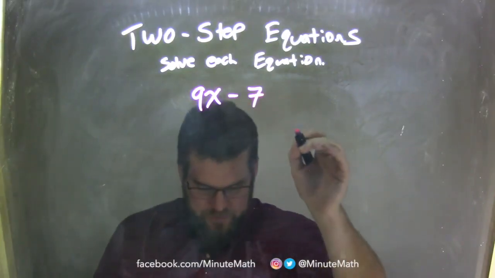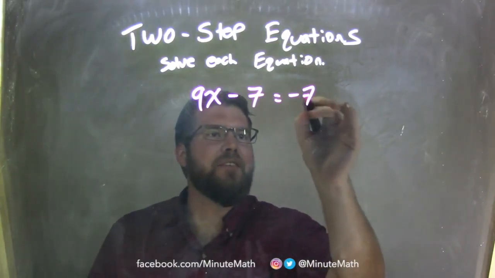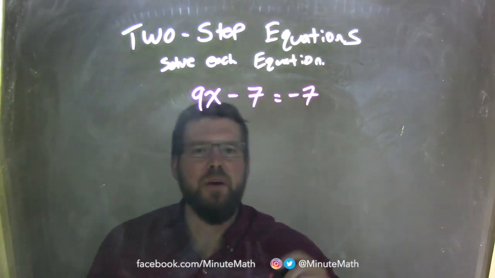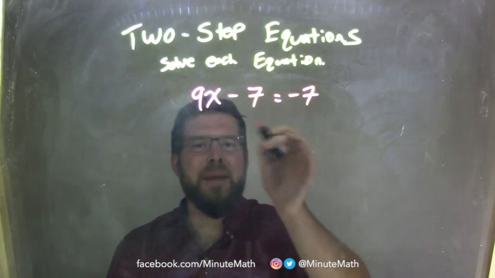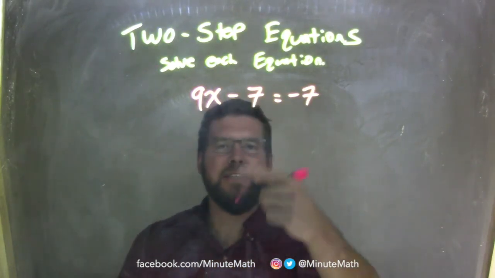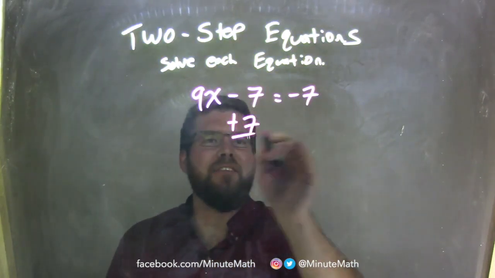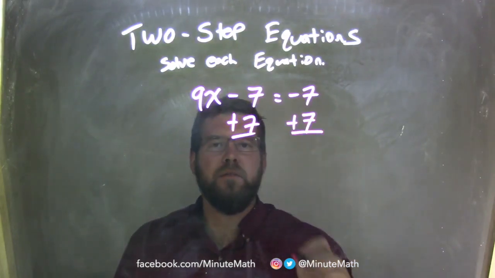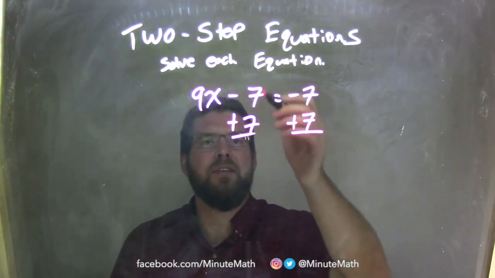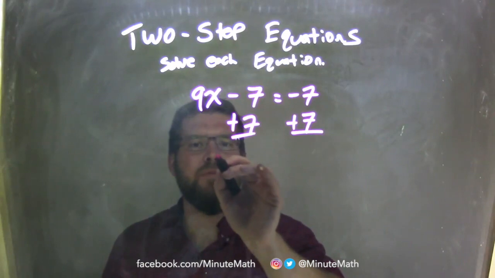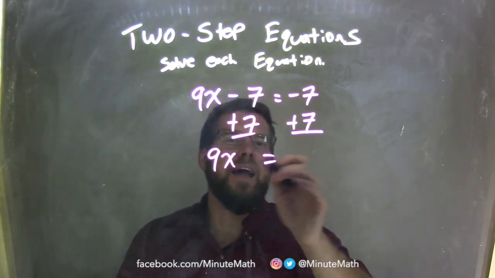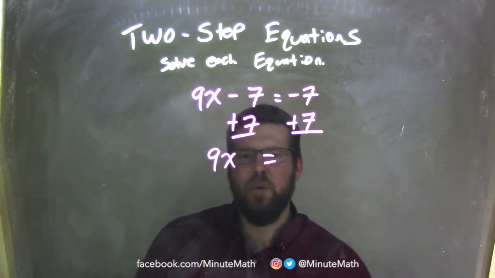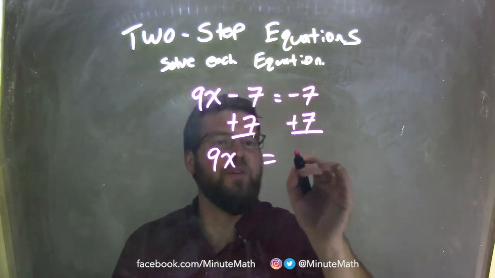9x minus 7 equals a negative 7. Well, my two steps go as follows. I have a minus 7 here. Opposite of subtraction is addition, so I'm going to add that 7 to both sides. Adding a 7 to both sides cancels out these 7s, so I'm left with 9x equals, what's negative 7 plus 7? Negative 7 plus 7 is just 0.